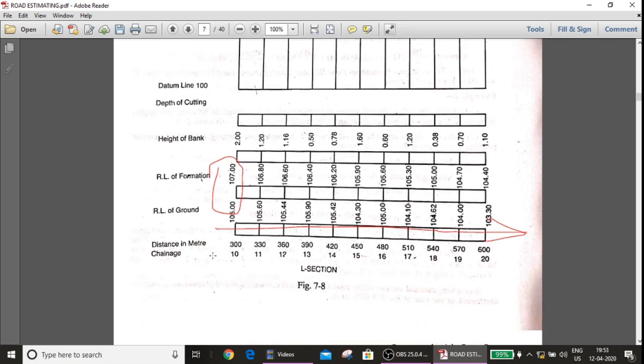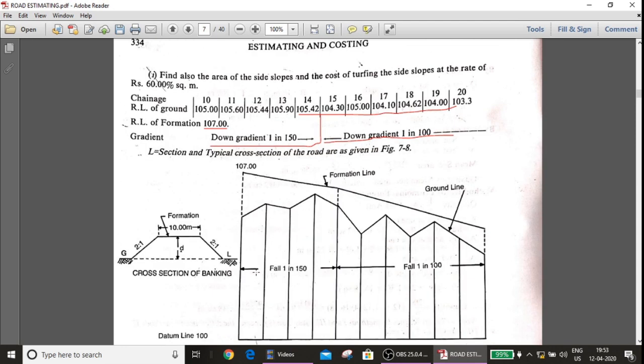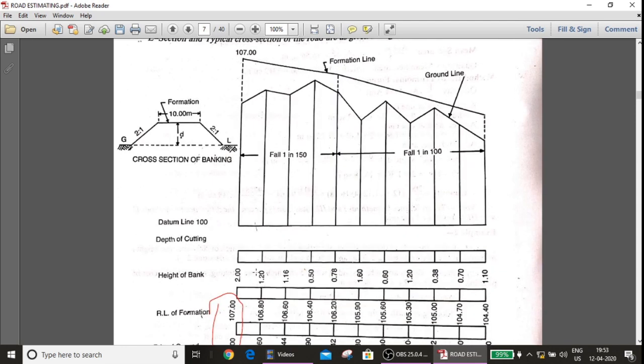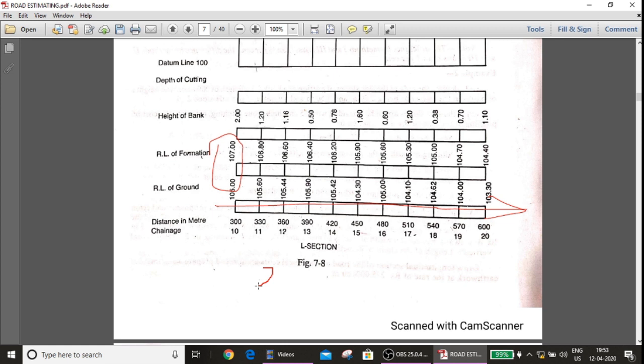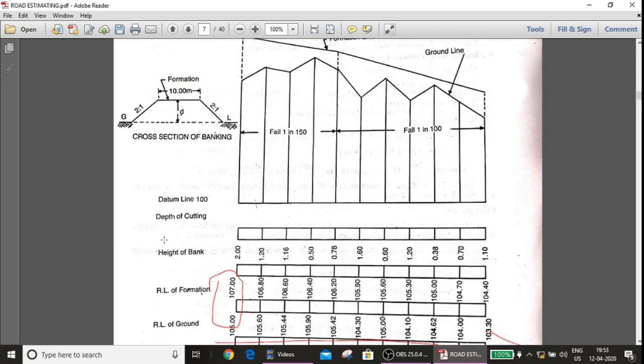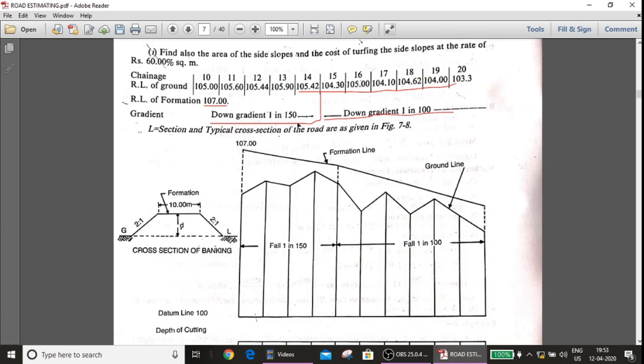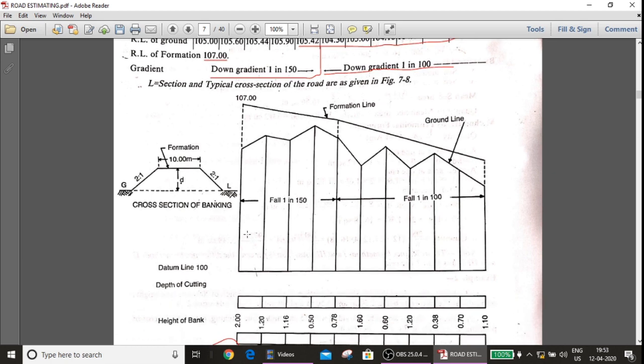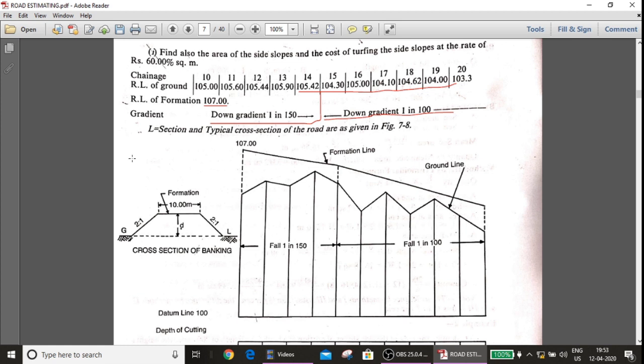Now the distance in meter, the chainage is 300, 330. For every 30 meter, the chainage interval is 30 meter. The distance between the stations is 30 meter. Fine. Now see the gradient 1 in 150. What we have to do: we know the distance between the stations is 30 meter, so 1 divided by 150 into 30.